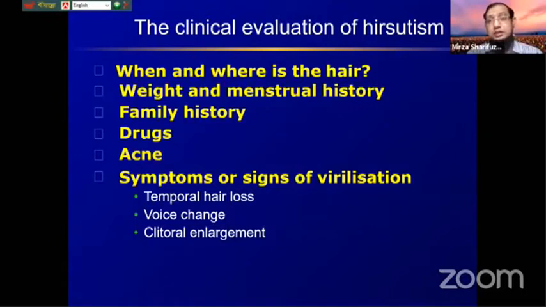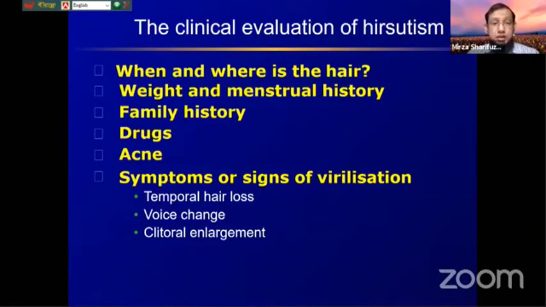Even polycystic ovarian syndrome runs in the family, and idiopathic hirsutism also runs in the family. We should take drug history because, as I mentioned earlier, certain drugs cause hirsutism. We should look for whether there is acne, which is also another sign of androgen excess, and we should look into the signs of virilization.